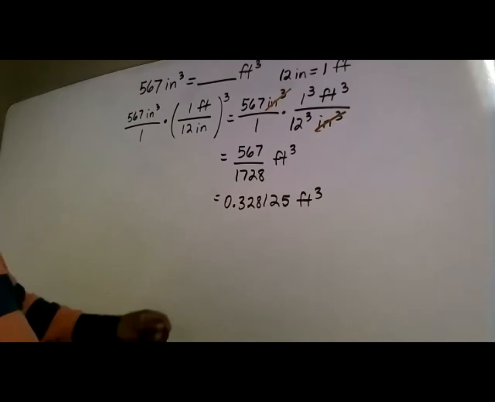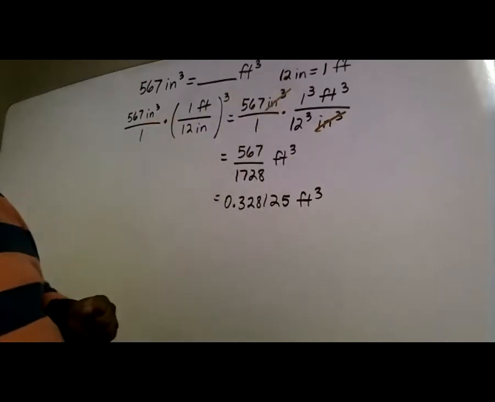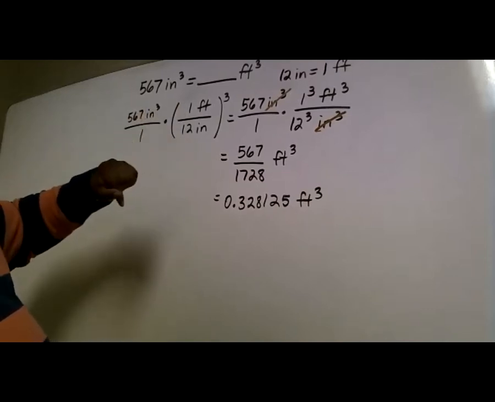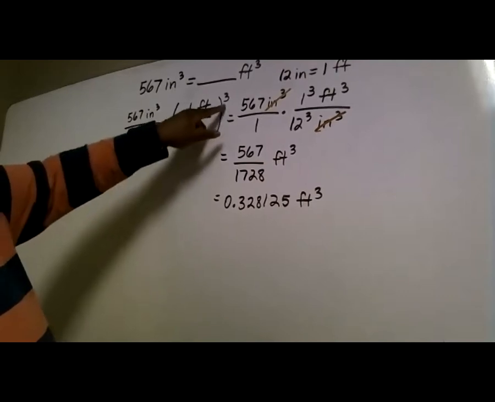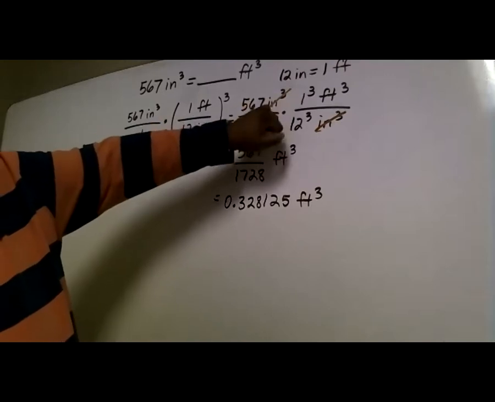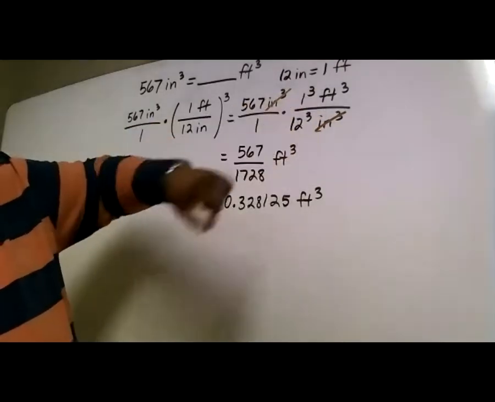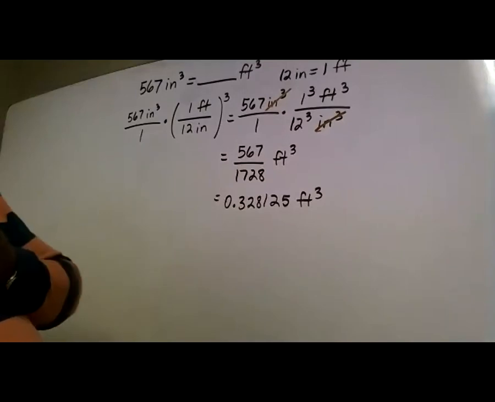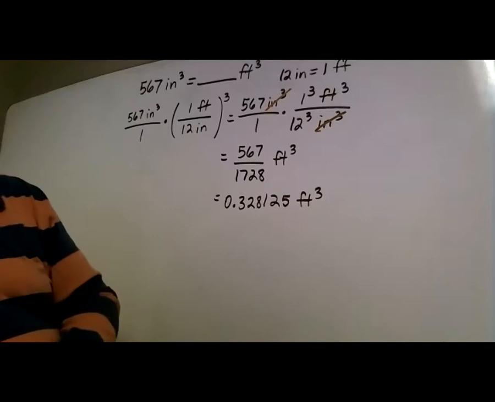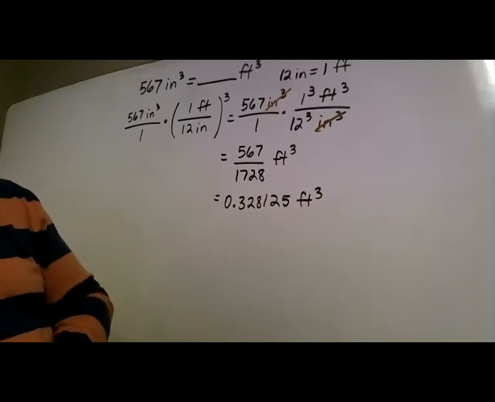All right, does everyone see what I just did? I used 12 inches that's equal to a foot. And I put the 1 foot on top and the 12 inches on the bottom because I want to get rid of the inches. And it's cubic inches, so I have to cube that. So I have this 1 cubed and then cubic feet over 12 cubic inches. The cubic inches divide out, you get 567 over 1728. Divide that, it would be 0.328125 cubic feet. Okay. Questions on that?